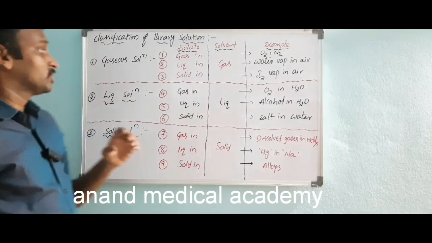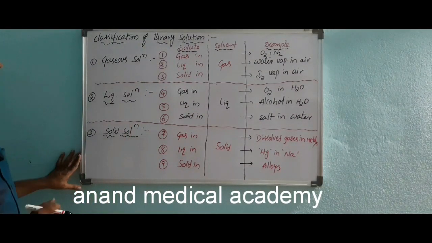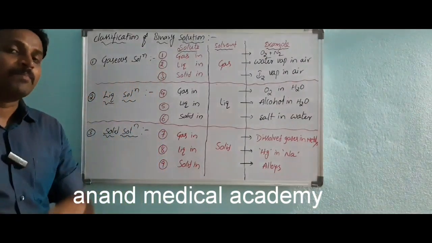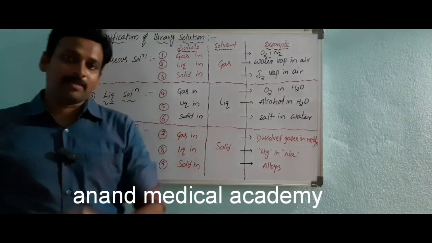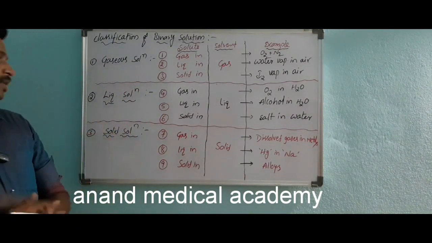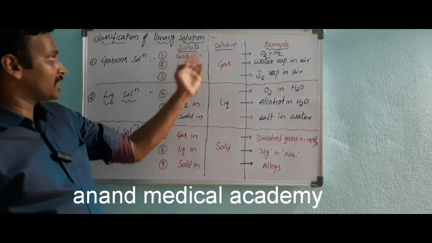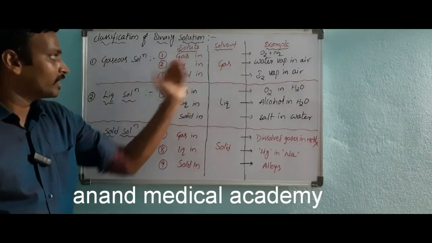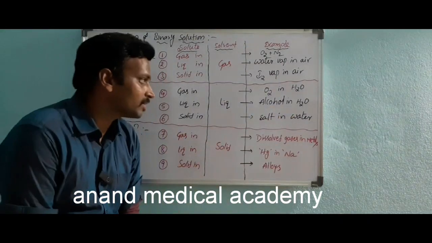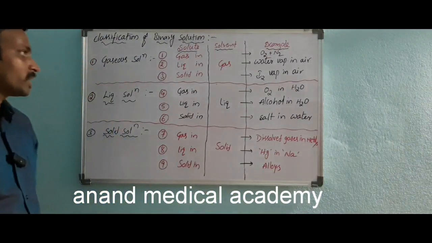Those are the examples. So the classification of binary solutions is like this. In total, how many? 9 types. Based on the solvent, how many? 3 types: gaseous solutions, liquid solutions, solid solutions. Each we can consider as 3, like gas in gas, liquid in gas and solid in gas. Those are the examples. Okay? Thank you.